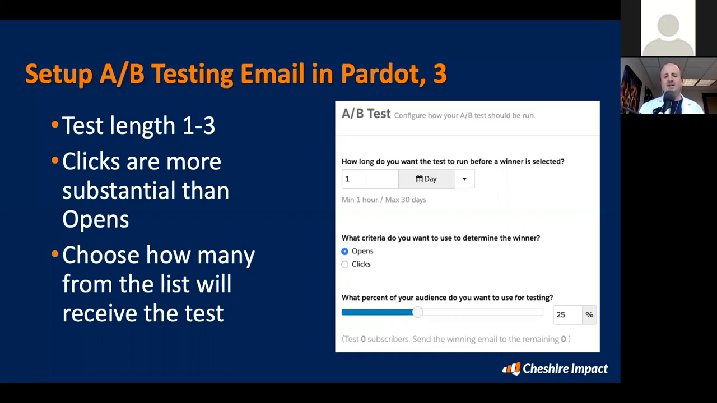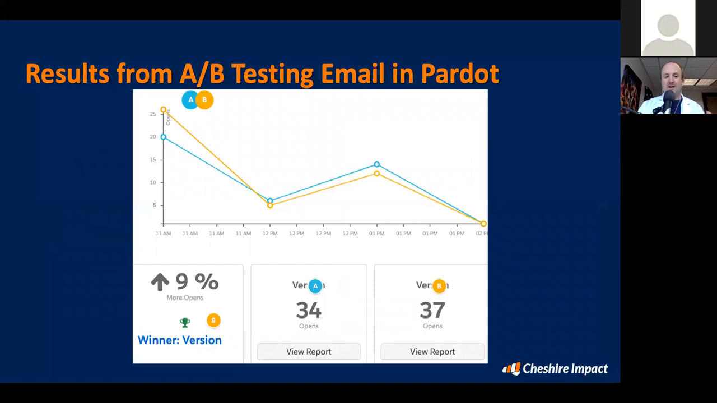And what's going to happen is the winner of that 25% that receive the test, the most clicks or the most opens, whichever one you choose, the rest of the 75% will go out to the remaining ones. All right, let's keep going because we want to make sure we get all this stuff in here. Here's the results, and you can see the winner had 9% more opens, and so the remaining emails went out to that person.